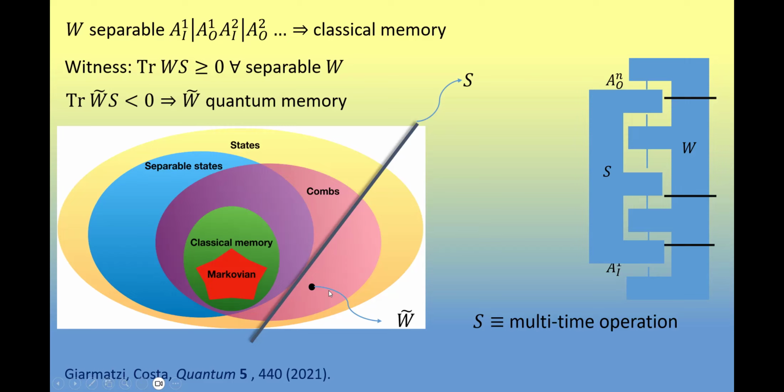And compared to the tomography that I discussed before, this can be more convenient, because typically tomography requires a very large number of measurements, while here it could be a smaller number of measurements if we are only interested in witnessing the quantum memory of a particular process. Okay, so this was a very broad overview of the formalism. So I will quickly recap what we discussed, give an outlook, and then there will be time for questions.